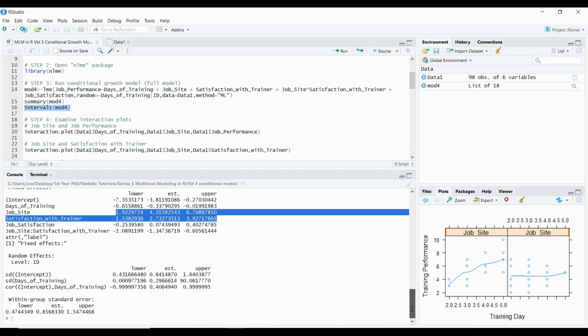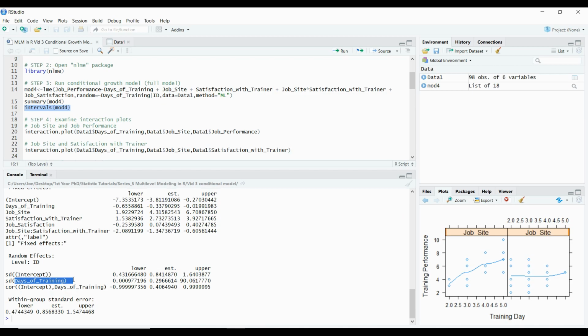An important thing to mention too is that when we look at days of training, the random effects are really high. There are huge confidence intervals between them, suggesting there's a lot of variability taking place here, and that is easily depicted within the plots that we saw. A lot of variability, definitely a lot of significance taking place here.